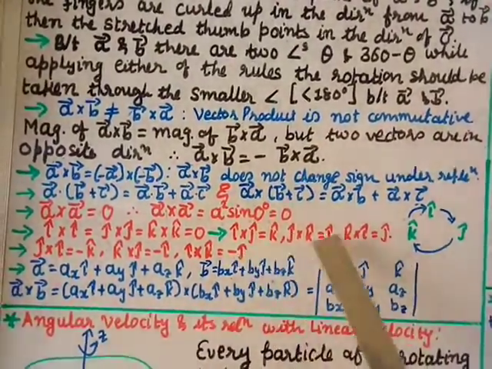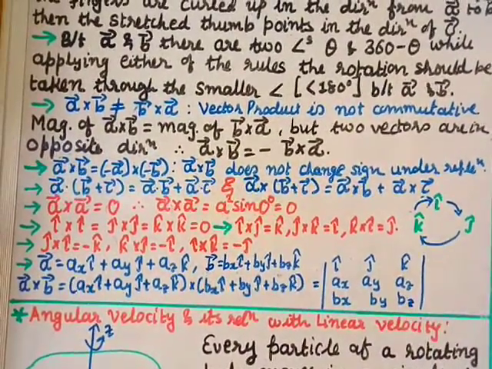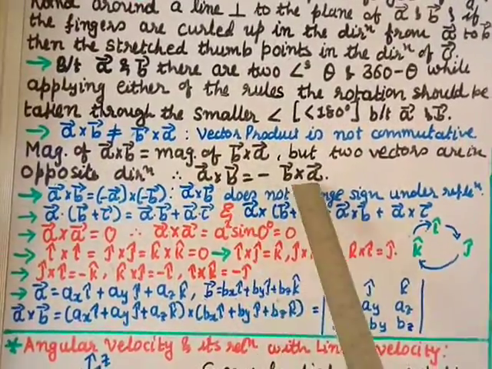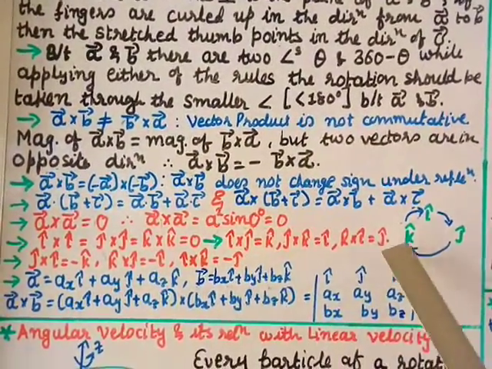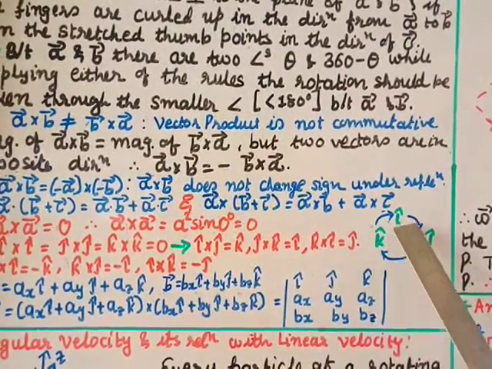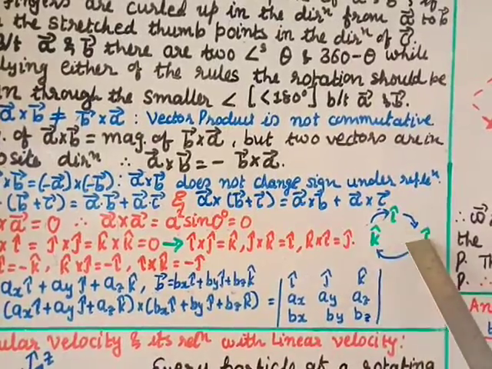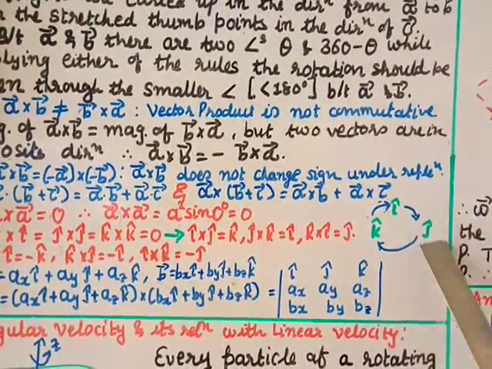But this is a cyclic order. If you take a cyclic order, the answer is positive, because you know the cross product is not commutative, it will be negative if I change the order. So if you take the cyclic order I, J, K: I cross J will give you K, J cross K will give you I, or K cross I will give you J, right?